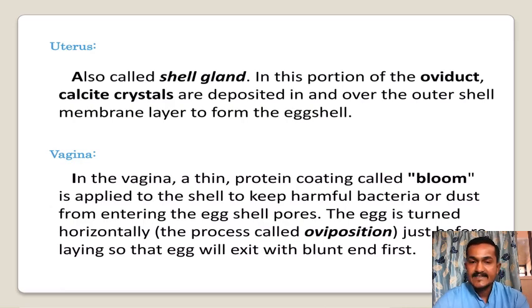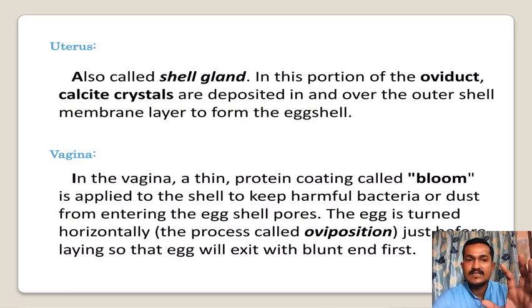Understand? The eggs, the matured eggs, are turned in which direction? Horizontal, and this horizontal turning of the egg is known as what? Oviposition. Just before the laying, so that the egg will exit blunt end first. Clear it? Which end first comes out? That is the blunt end.